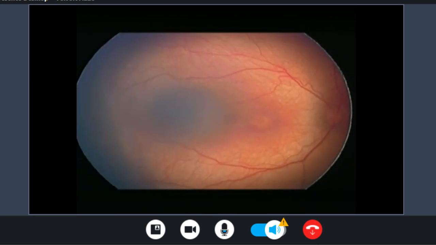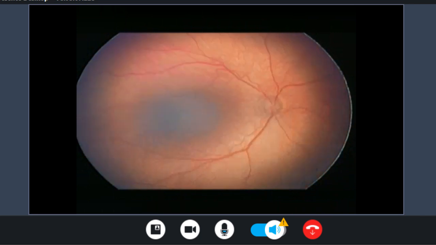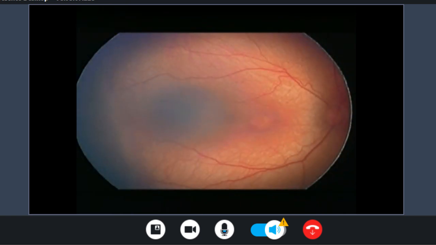So this is the most posterior part. So you can zone it based on the most posterior part. And there is no detachment in the nasal part.